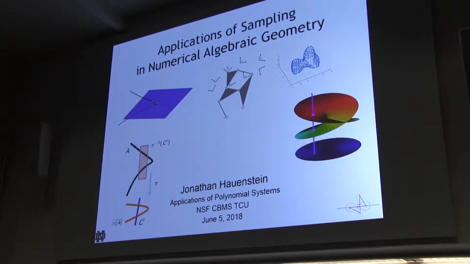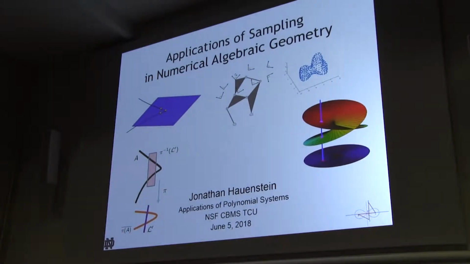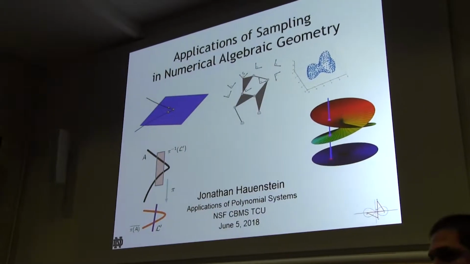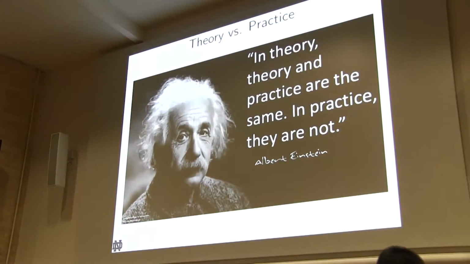It's going to be not necessarily about sampling, but applications of witness sets. So David introduced witness sets earlier today, and that's sort of the foundation of numerical algebraic geometry. What can we do with them?